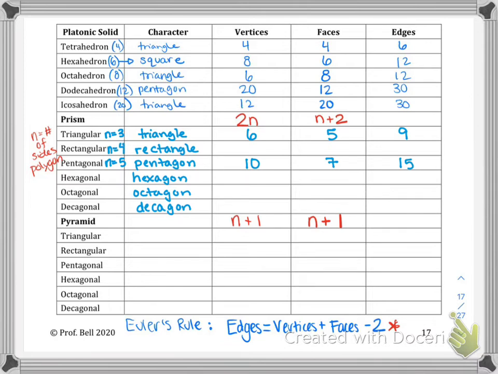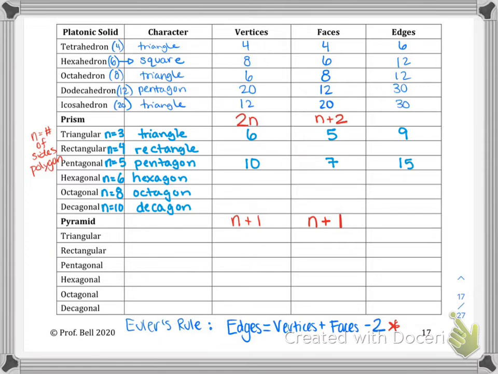For the rectangle, n is 4. For the hexagon, n is 6. For the octagon, n is 8. And for the decagon, n is 10. So now we can use that information to help us fill in the rest of the chart.